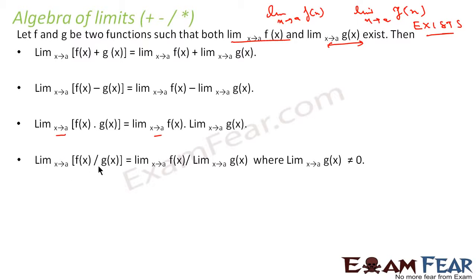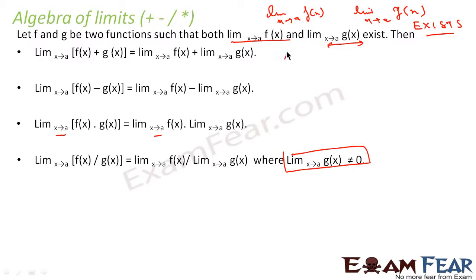In case of division also, the same thing holds true. The limit of f(x) by g(x) is equal to the limit of f(x) where x tends to a divided by the limit of g(x) where x tends to a. But here g(x) should not be 0, because if this is 0, this will become infinite. We'll take one example here.